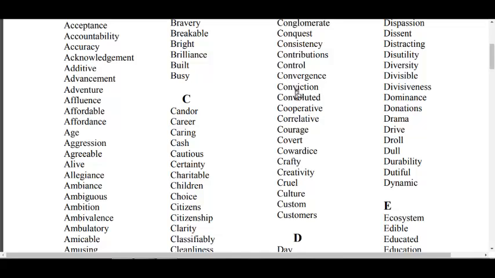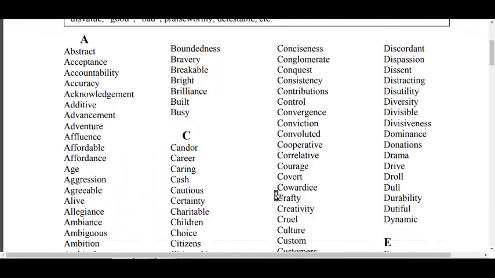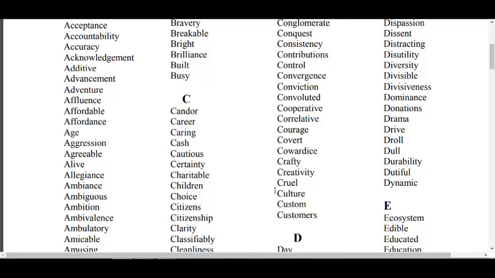That's the reason this is a list with that sort of bar of values, disvalues. It depends on the context whether it would be classified as a value or a disvalue. And we always have to provide a context. Whenever we say something is a value or a disvalue, we need some sort of context and reasoning to buy in that, yeah, that actually would be.